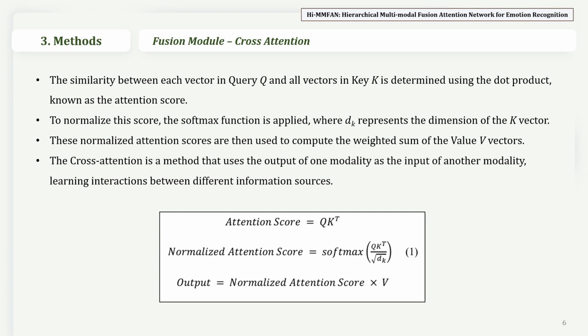For the fusion module, we use cross-attention defined in the equation. The similarity between each vector in the query and all vectors in the key is determined using the dot product, known as the attention score. To normalize this score, the softmax function is applied, where the d_k represents the dimension of the key vector. These normalized attention scores are then used to compute the weighted sum of the value vectors. Cross-attention is a method that uses the output of one modality as the input of another modality, learning interactions between different information sources.